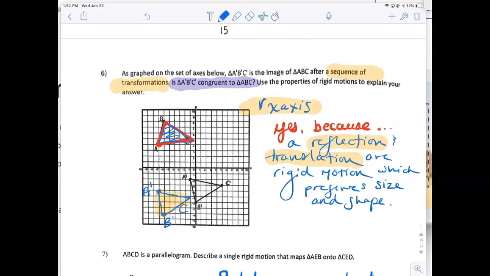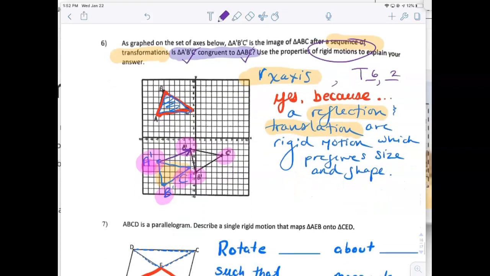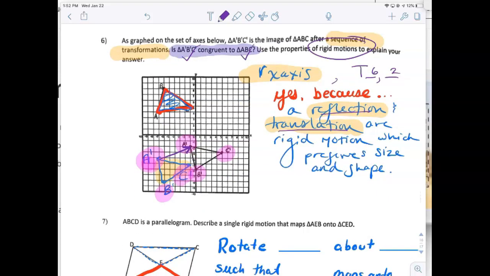Make sure this looks like a nice little R. And then I said, well, now that I see that all of my points are lined up, A prime, B prime, C prime, the only way for me to move this is a slide, which is another way to say a translation. So I'm going to translate, and make sure that you do your x comma y. I'm translating over 6 and up 2, and that's a translation, and that is a rigid motion. So is this triangle congruent to this triangle? Yes, because a reflection and translation are rigid motions, which will preserve the size and the shape.